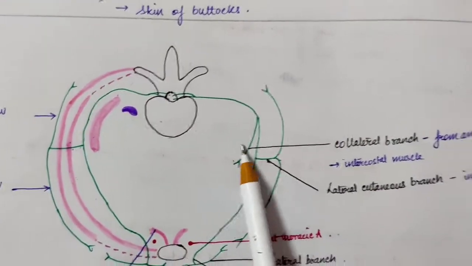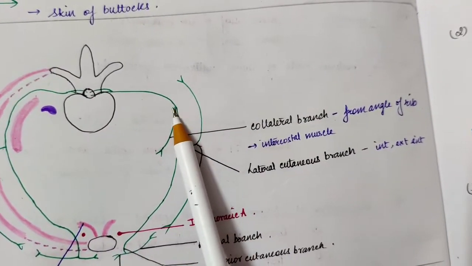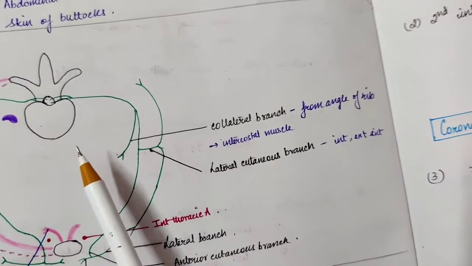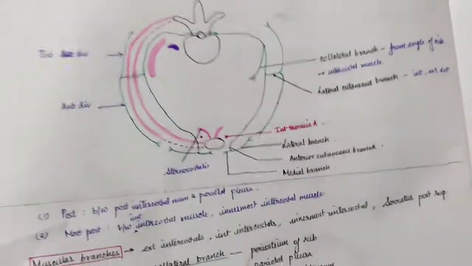So I forgot to say about this. This was the collateral branch. It starts from the angle of the rib and goes down. Okay, so that was it.